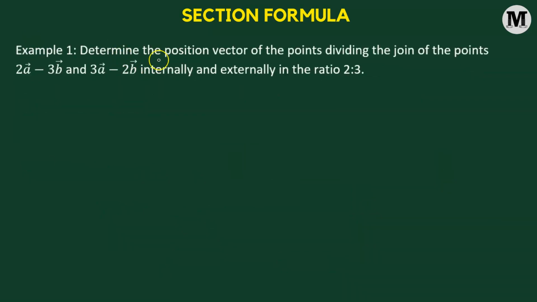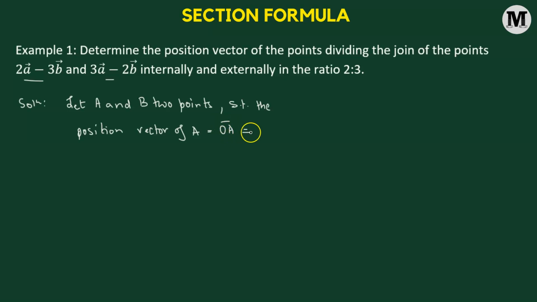Example number 1. We need to determine the position vector of the point dividing the join of these two points internally and externally in the ratio 2 is to 3. Okay, let us begin. So here, let A and B be 2 points such that the position vector of the point A is given by vector OA, which is simply equal to the vector 2a minus 3b. Then we consider the position vector of the point B, let's call it vector OB. So this is defined as 3a vector minus 2b vector.